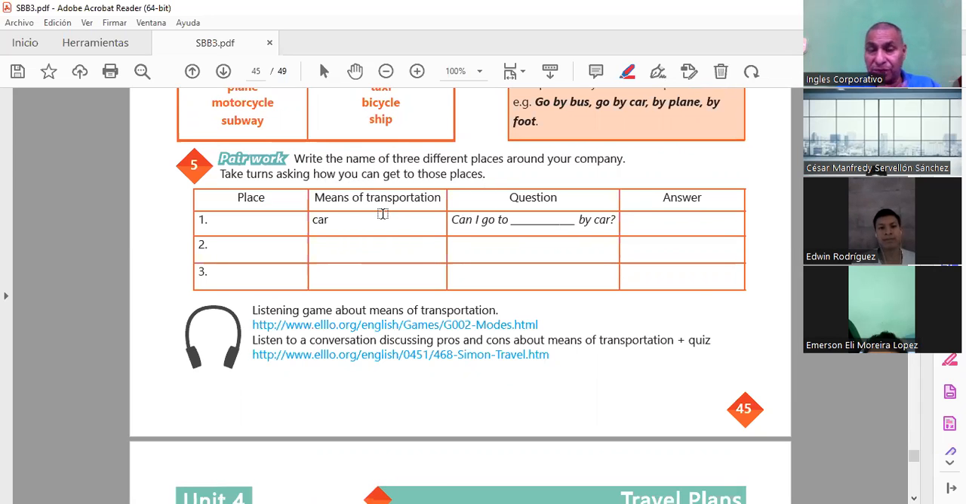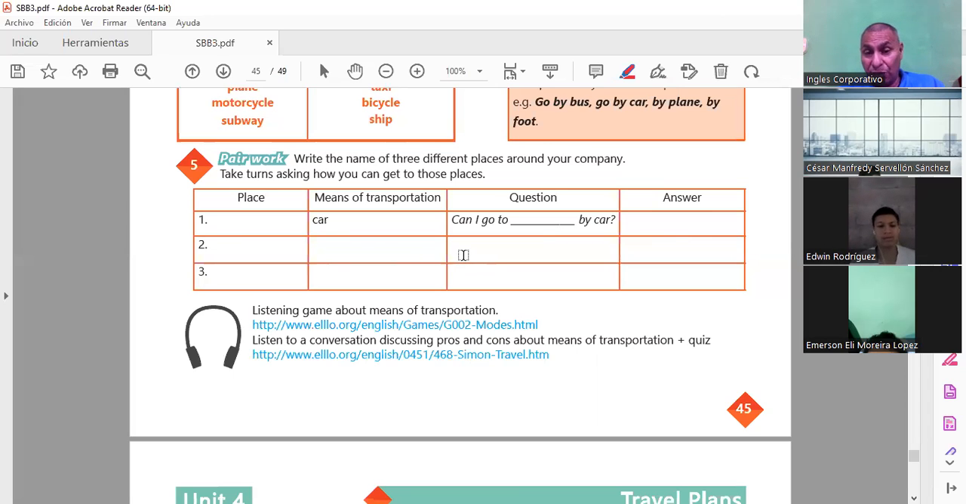En el means of transportation tenemos car. Y aquí, place, podríamos decir store. Can I go to the store by car? Yes. The answer sería, yes, you can, ¿verdad? Pensemos otro lugar, Edwin. ¿Qué otro lugar podemos usar aquí donde queramos ir nosotros? Shopping center. Shopping center, yes. ¿Y cómo se quiere ir? On foot, by bus, by taxi, by car. By taxi. Okay, by taxi.